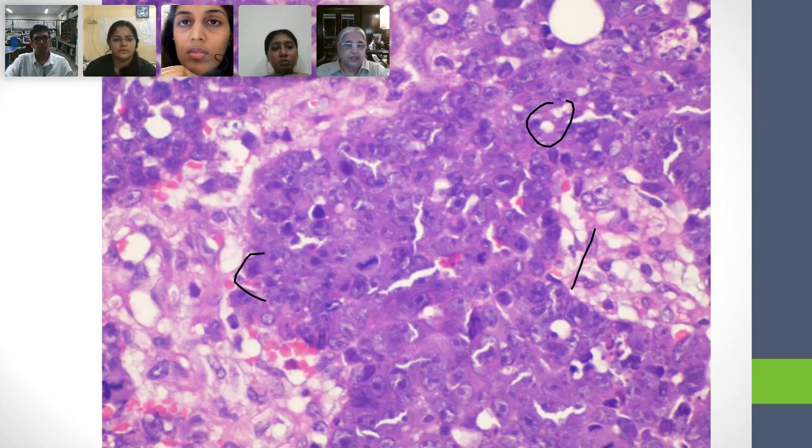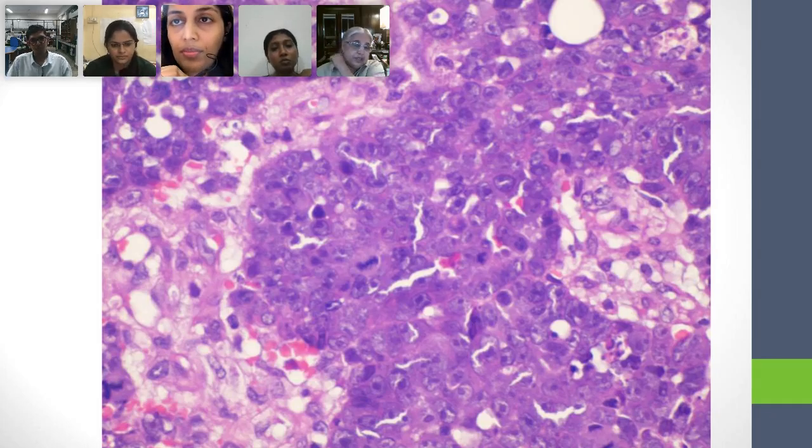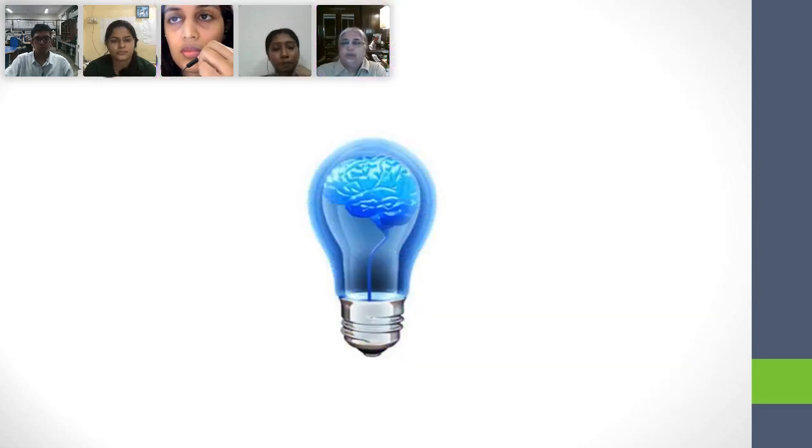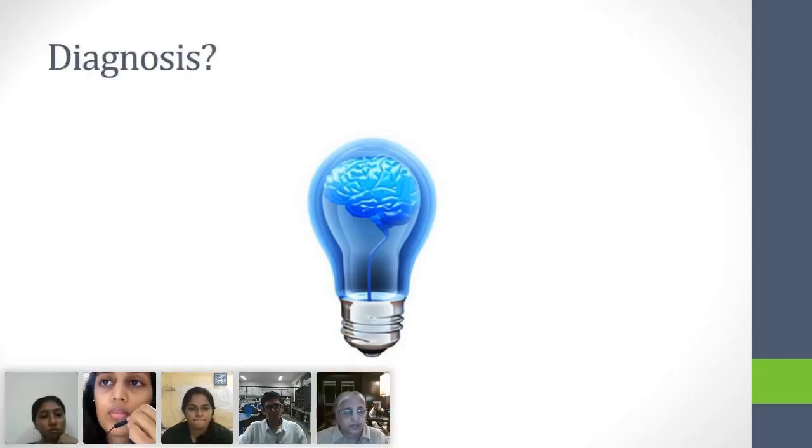All right. So you see these big cells. They are epithelial cells, and you've described them. They're huge. They've got very vesicular nuclei with nucleoli, and of course there are lots of mitoses. Okay, so now come on, you guys. What's the diagnosis? Yes, Kshitija, because you started.